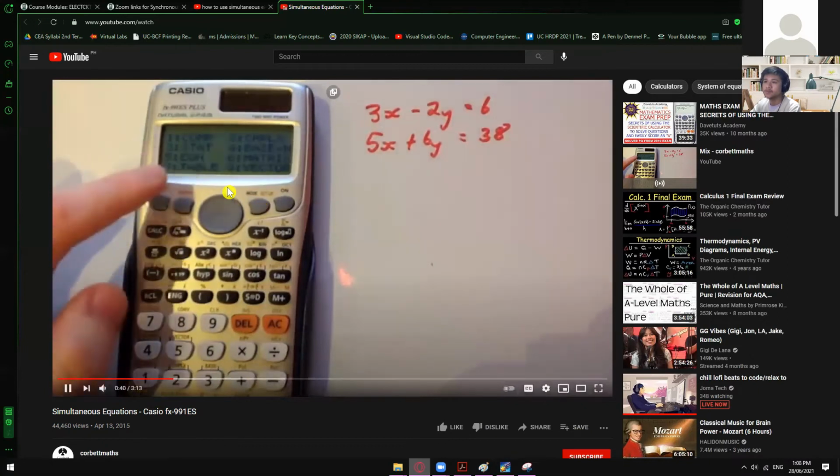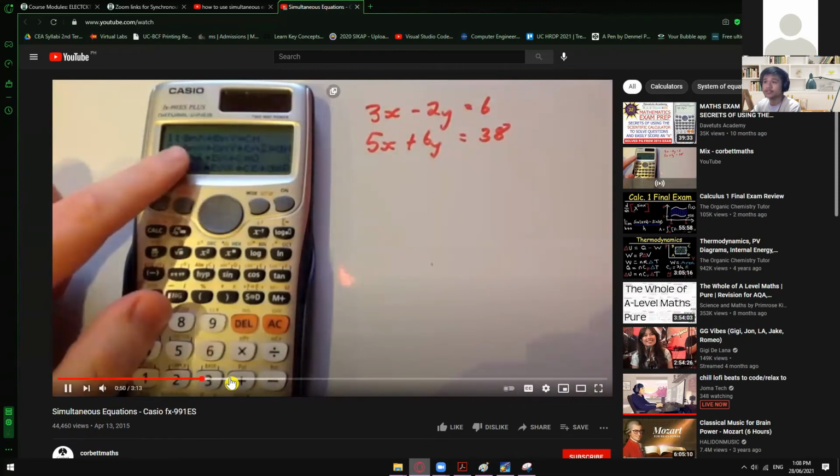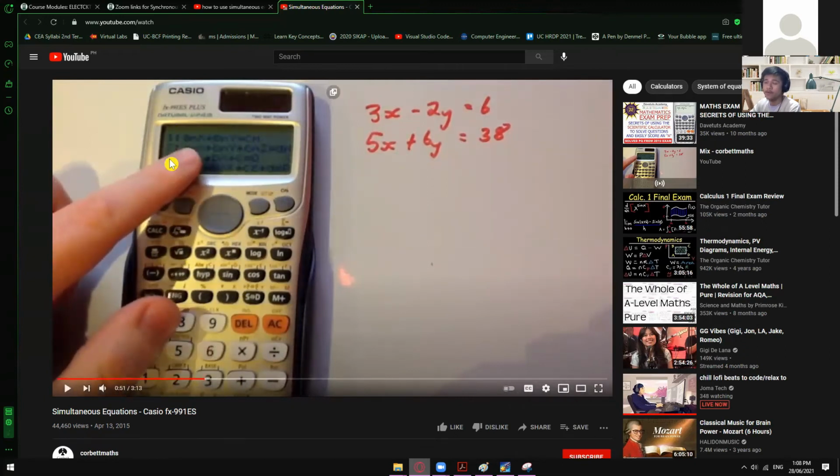So just click mode and then click number five for the EQN equation. And then we have here four different syntaxes. Since we only have two unknowns, you have to choose the number one: AnX plus BnY is equal to CnX. So this is your An X, and then this is your Bn Y, and then this is your Cn.